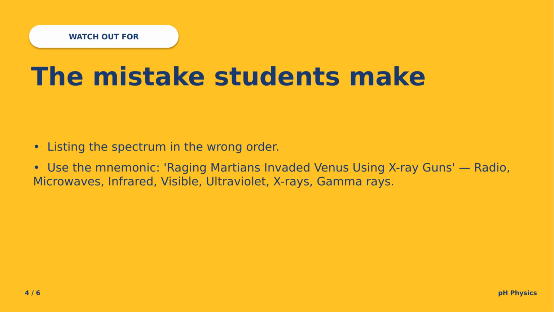Common slip: listing the spectrum in the wrong order. Use the mnemonic: raging Martians invaded Venus using X-ray guns. Radio waves, microwaves, infrared, visible, ultraviolet, X-rays, gamma rays.